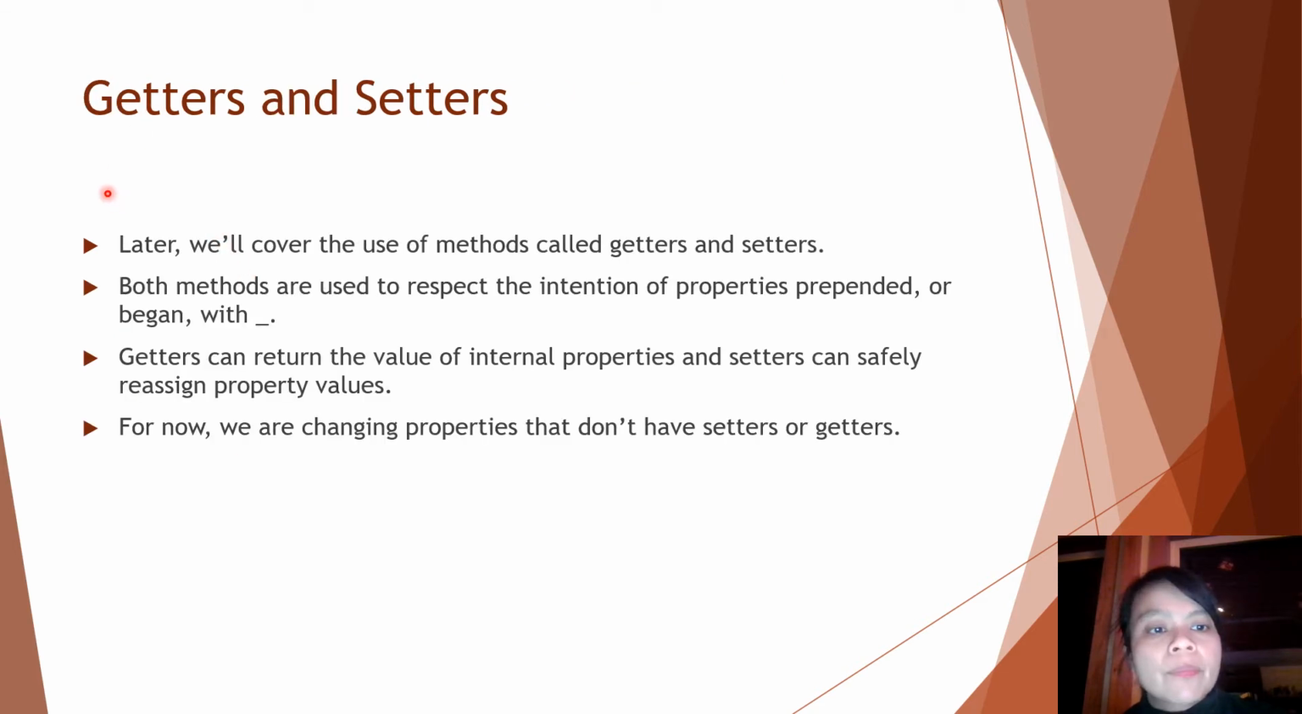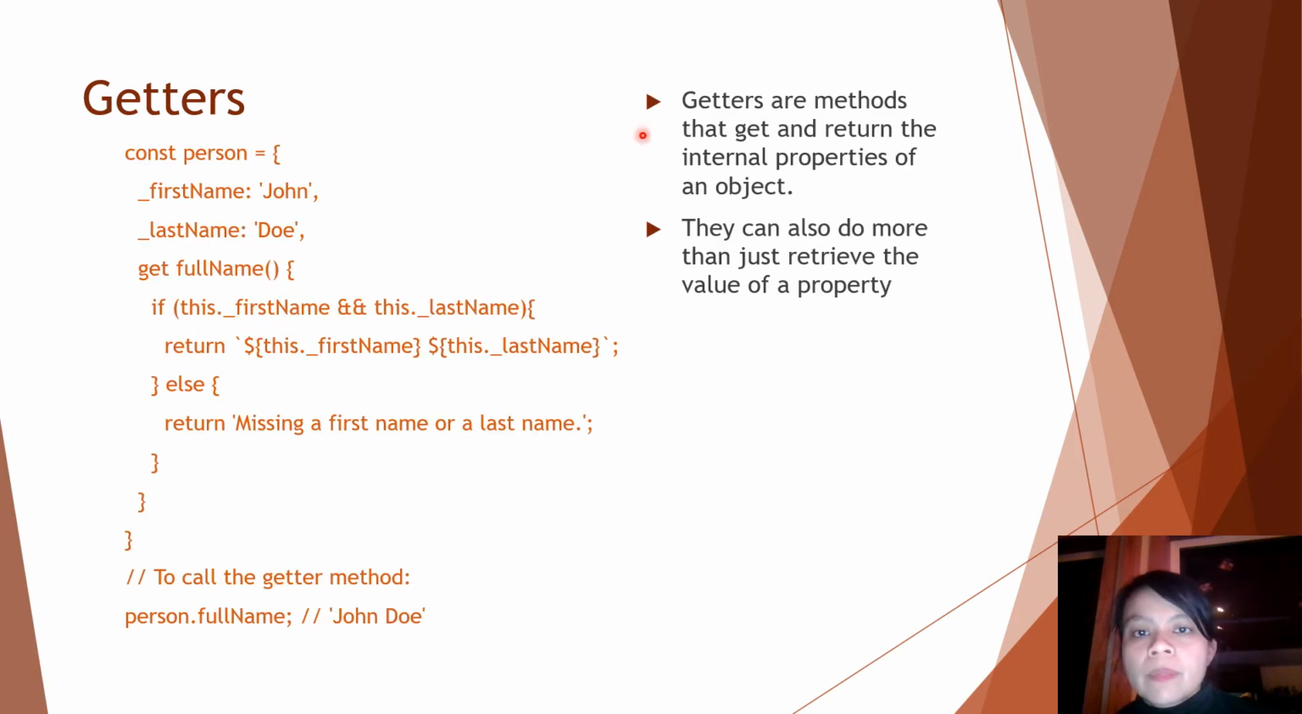Later we're going to cover the use of methods called getters and setters. Both are used to respect the intention of the properties that begin with the underscore. Getters can return the value of internal properties, and setters can safely reassign property values. For now, we're changing properties that don't have setters or getters. Getters are methods that get and return the internal properties of an object. They can also do more than just retrieve the value of a property.